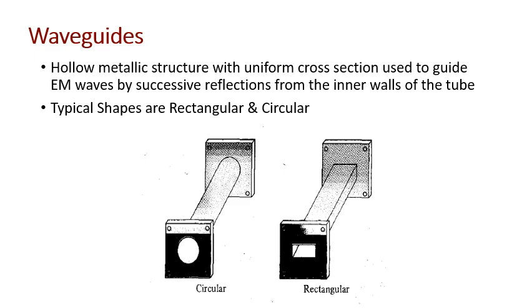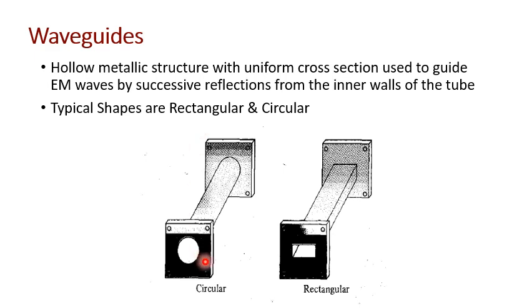Now, what are waveguides? A waveguide is a hollow metallic structure that has a uniform cross-section throughout. The main function of a waveguide is to guide electromagnetic waves from one point to another. This is done by successive reflections from the inner walls of the tube. A waveguide can have different shapes like rectangular, circular, elliptical, and so on.